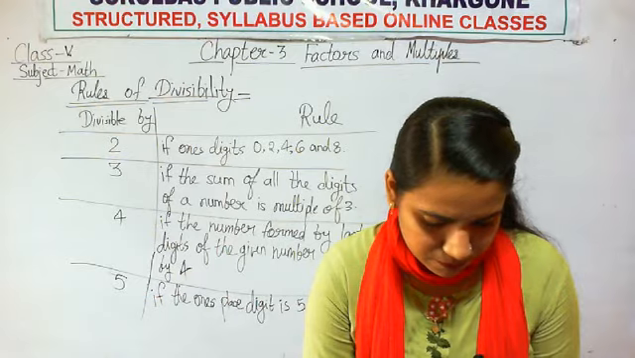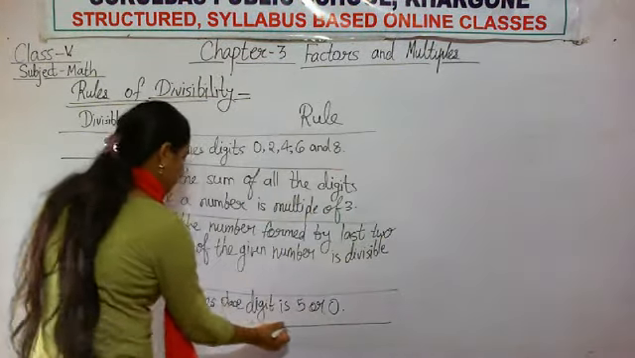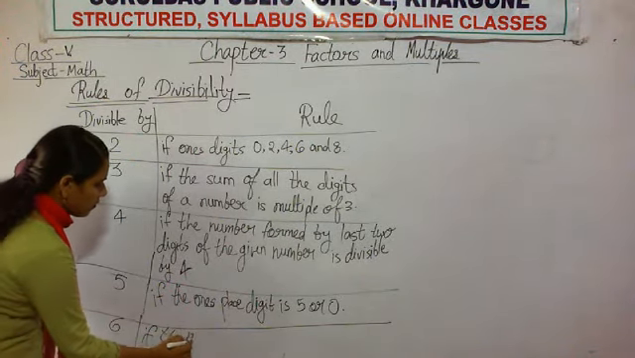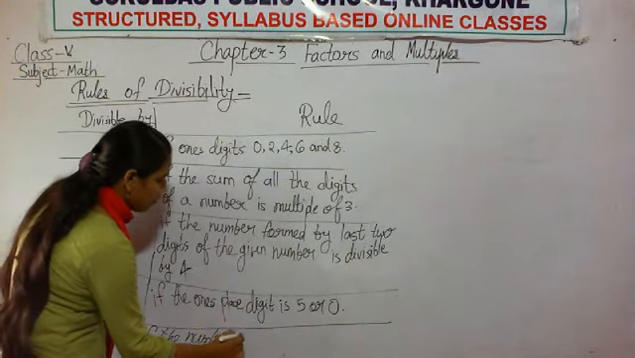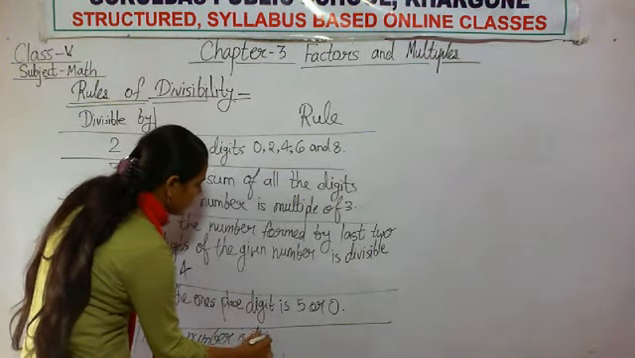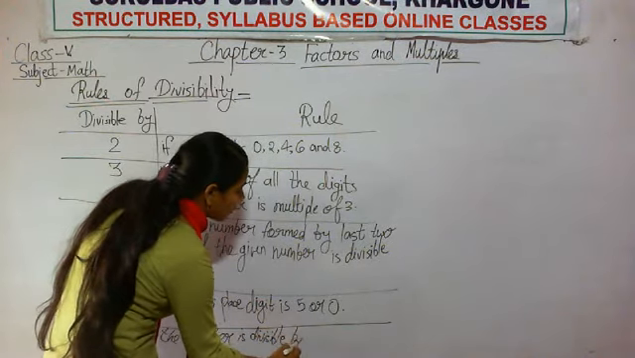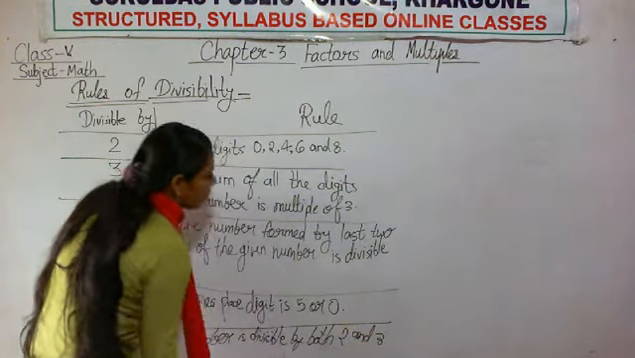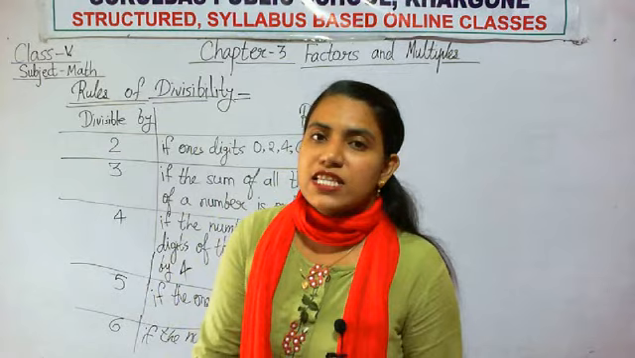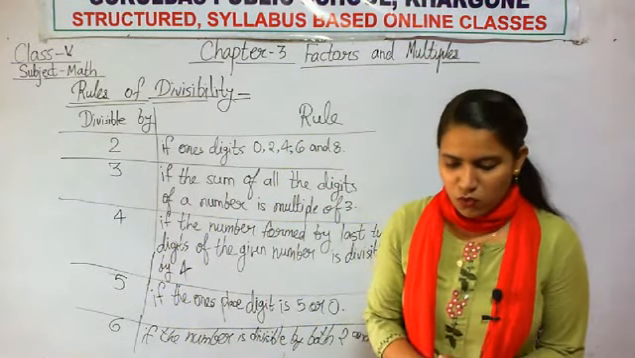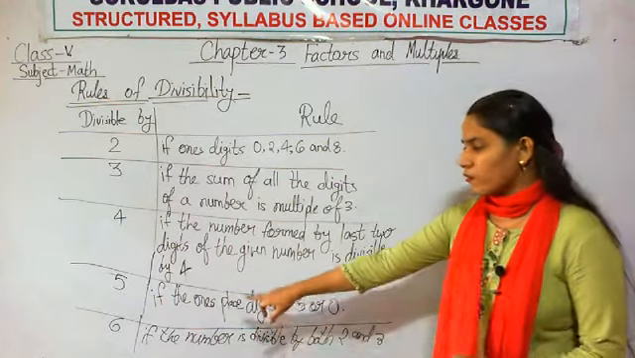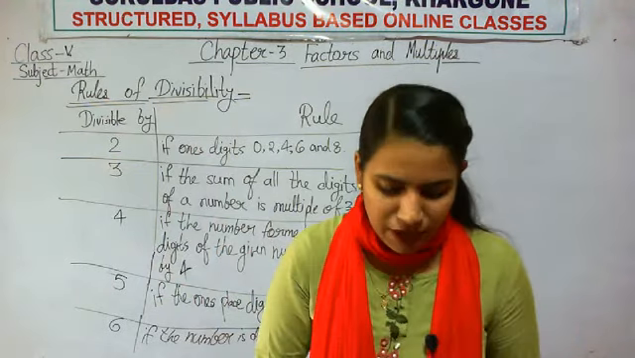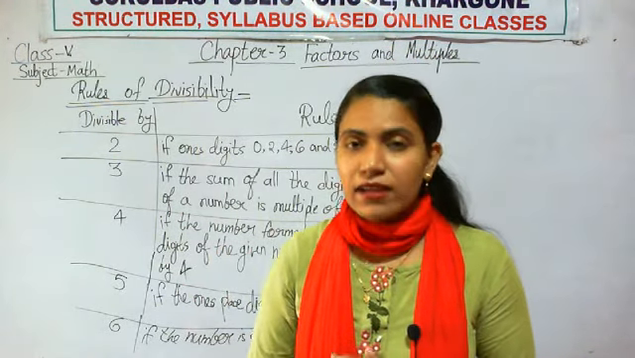Divisibility by 6. If the number is divisible by both 2 and 3, then you can say that yes, this number is divisible by 6. So for checking the divisibility by 6, you have to check the divisibility by 2 and check the divisibility by 3.